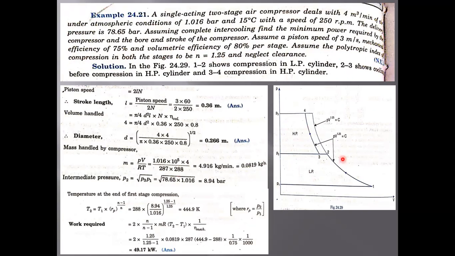n equal to 1.25. So the compression index n value is 1.25, and neglect clearance volume. So he asked to neglect clearance volume. That's the problem. First of all, write the given data, and write what he asked to find out.